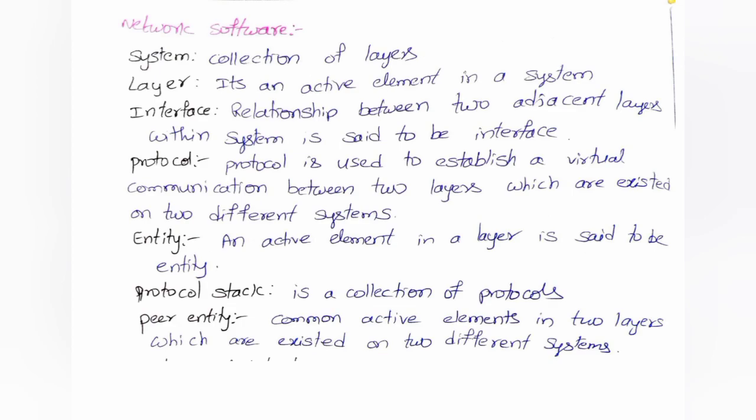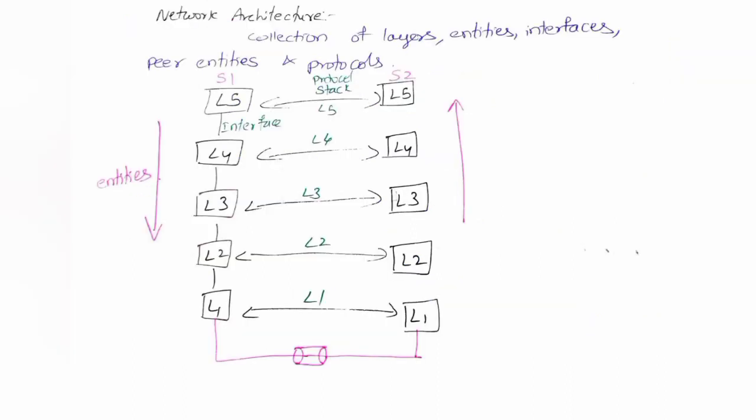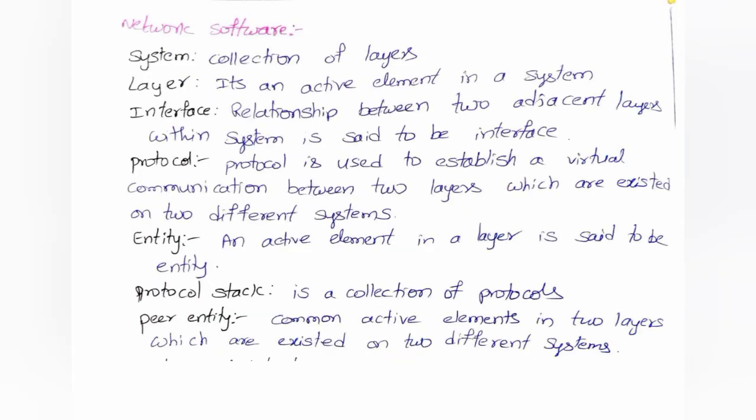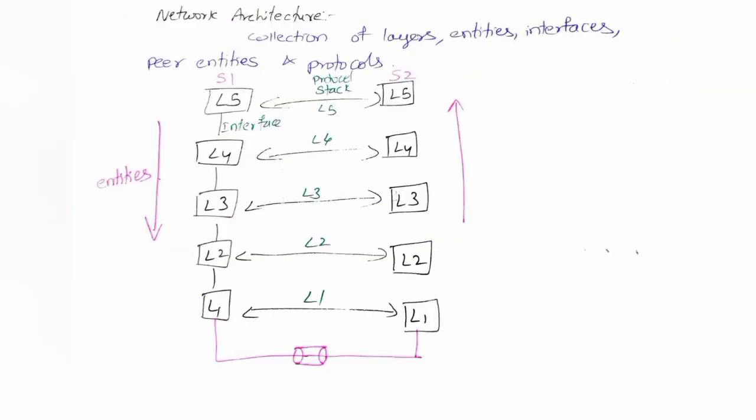The next one is the protocol stack. It is a collection of protocols, that is, the protocols between the layers in the different systems. The next one is an entity. An entity is an active element in a layer. Each layer supports different protocols. Suppose you consider the network layer, it supports the IGMP protocol, IP protocol, and so on. At a particular time in a layer, any one of the protocols may be active.